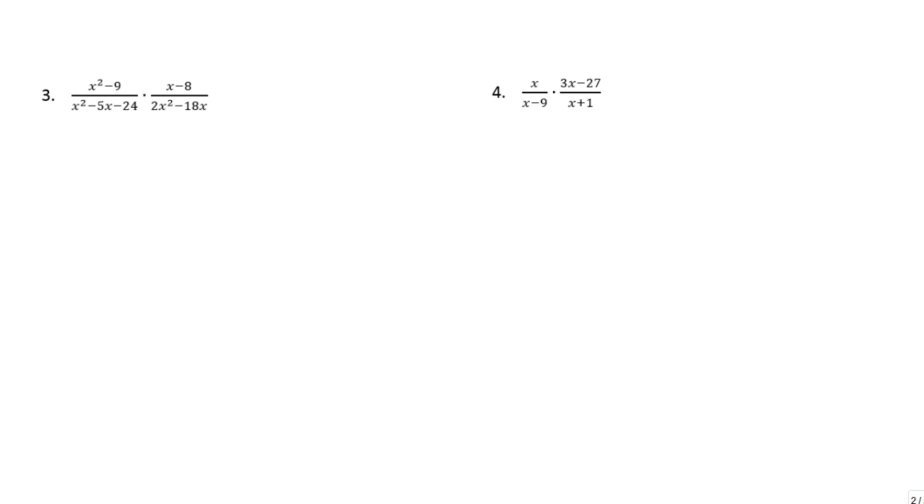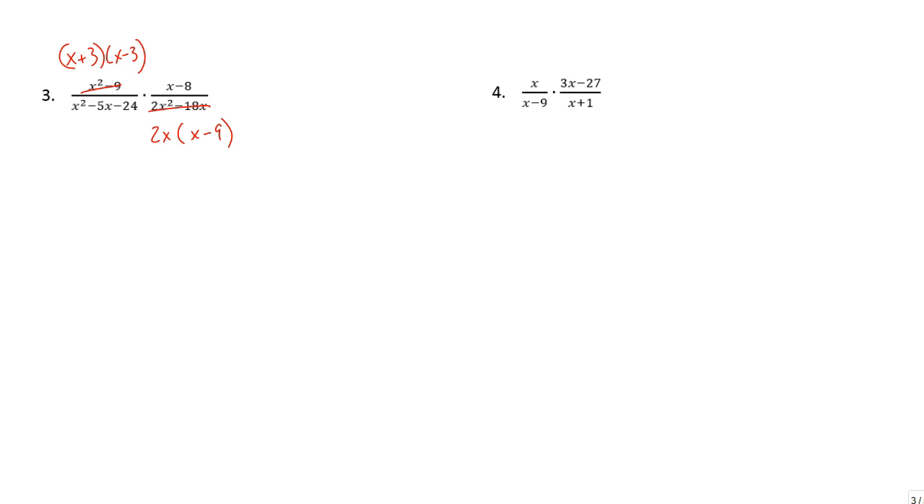Now if you notice with this one, x minus 8 cannot be factored. X squared minus 9 is, remember, a difference of two squares. So that's going to factor to be x plus 3 times x minus 3. In the denominator, 2x squared minus 18x has a common factor of 2x. So then we would have x minus 9, and 2x times x minus 9 in that denominator.